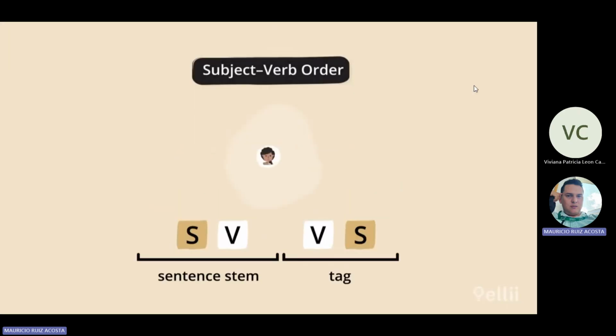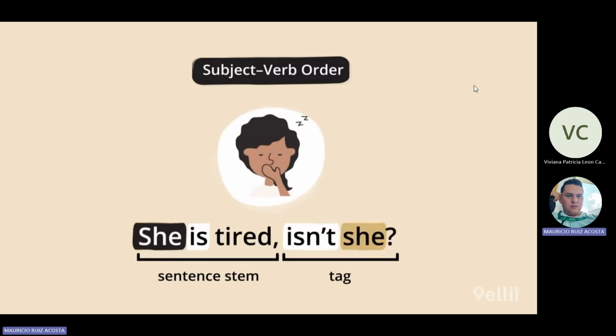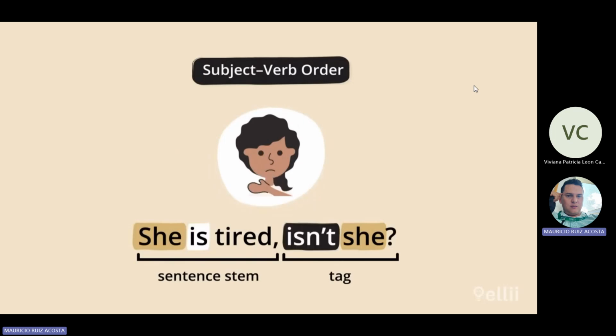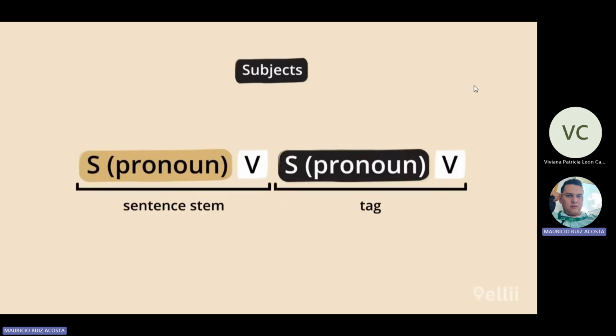For example, in the question, "She is tired, isn't she?" the subject "she" comes before the verb "is" in the stem. In the tag, the verb "isn't" comes before the subject "she." The tag always takes a subject pronoun.